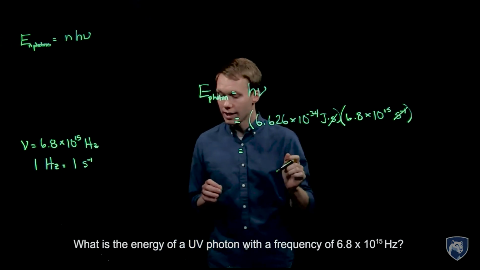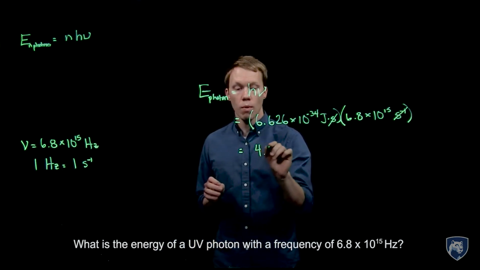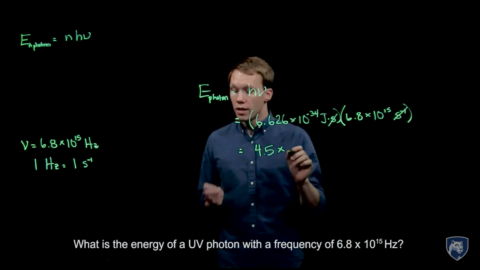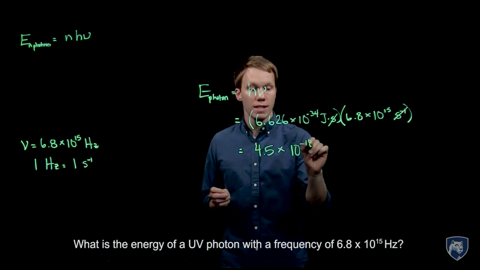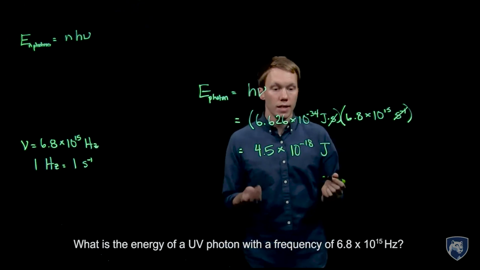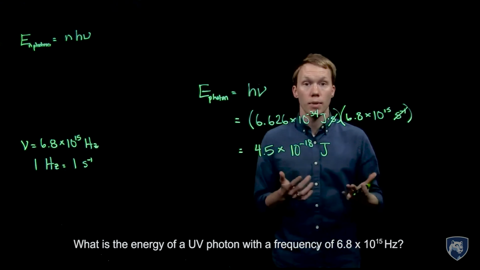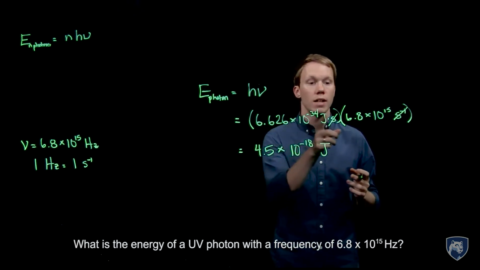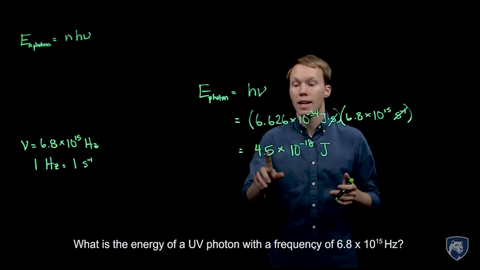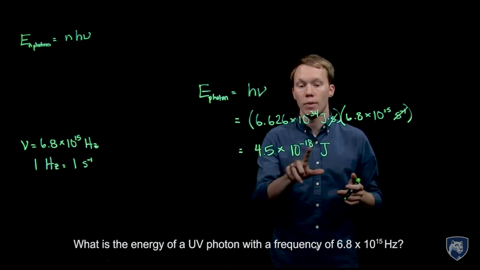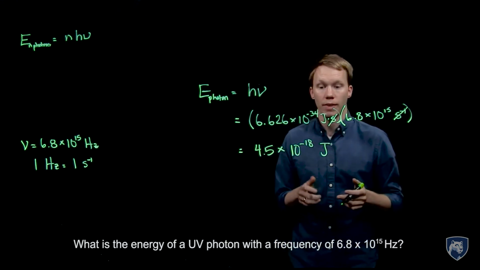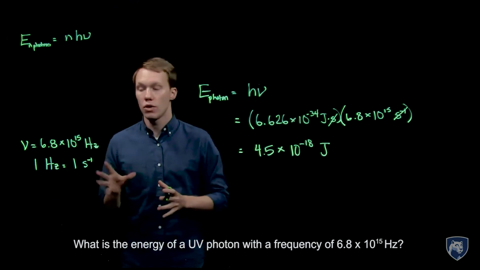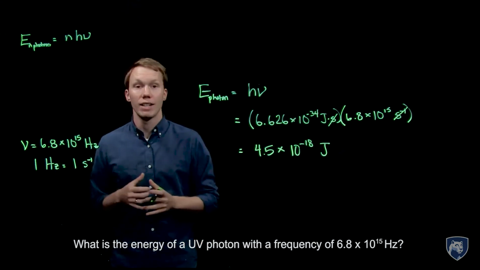If we go ahead and calculate this, we get 4.5, accounting for rounding and significant figures, times 10 to the negative 18th joules. And this is close to our predicted value, and the reason that it is different is because if we take 6.626 times 6.8, we get 45, and we've moved the decimal, which changes the exponent here. So 4.5 times 10 to the minus 18th joules would be the energy associated with a UV photon having this particular frequency.